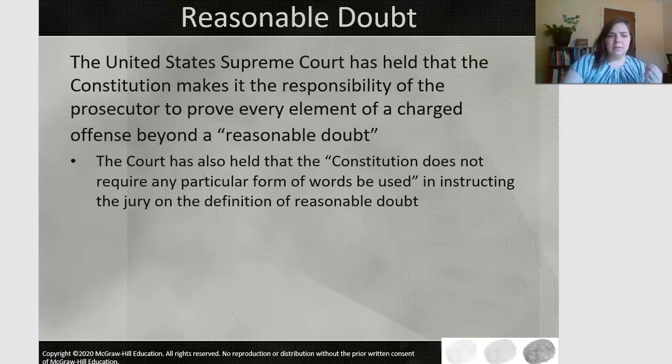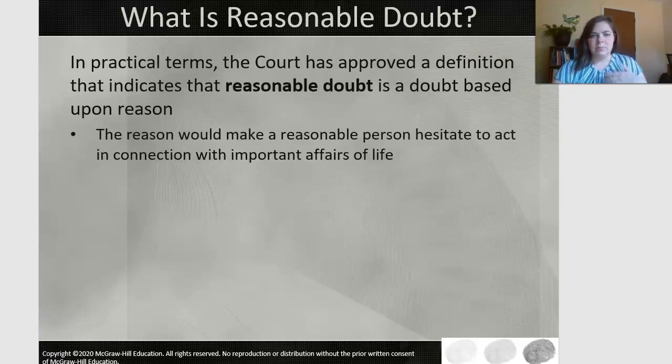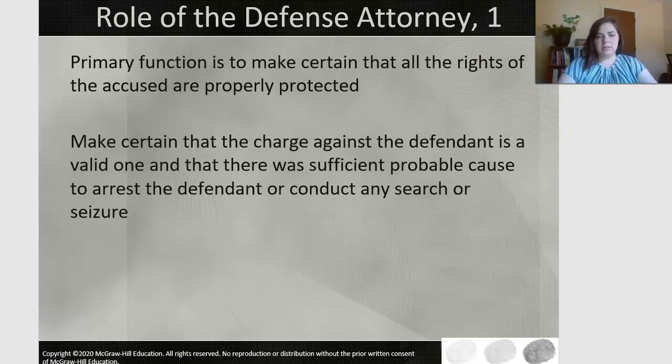The prosecutor is trying to meet the standard of beyond a reasonable doubt, and they have to meet it for each and every element of the case. There's not a specific set of words or phrasing that is required when instructing the jury, which is why a few slides back I said that different prosecutors define it different ways. But reasonable doubt is a reason that would make a reasonable person hesitate to act in connection with an important decision in life.